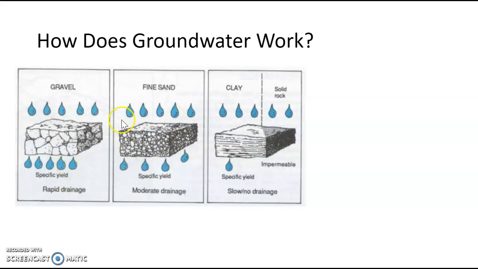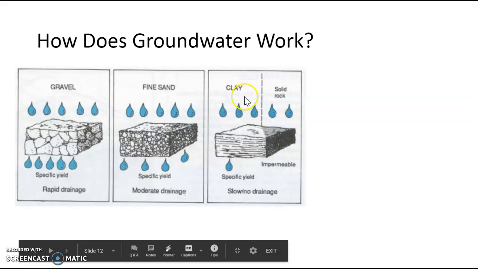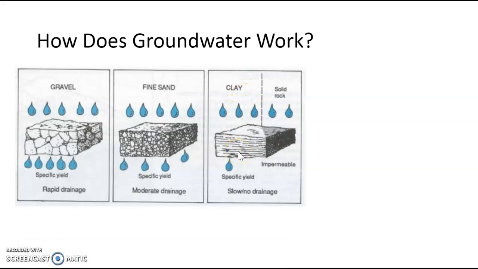If you have more of a fine sand, then most of your water is still going to get through. So it's like 4 out of 5 water droplets. But if you have clay, which we have a lot of in Colorado, or if we have really solid rock, like granite or basalt or something like that, that is what we call impermeable. And so we cannot get any water through the solid rock, and we can really only get a tiny, tiny bit of water through clay.